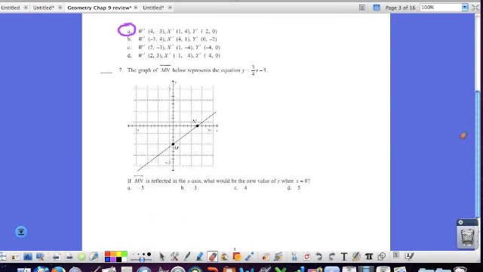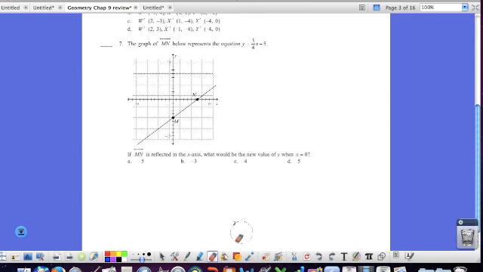And for the next problem, the graph of MN represents the equation y equals 3/4 x minus 5. So if this is reflected in the x-axis, N is on the x-axis, so it's going to stay there. M is 5 spaces below the x-axis. It's going to go 5 spaces above. 1, 2, 3, 4, 5.